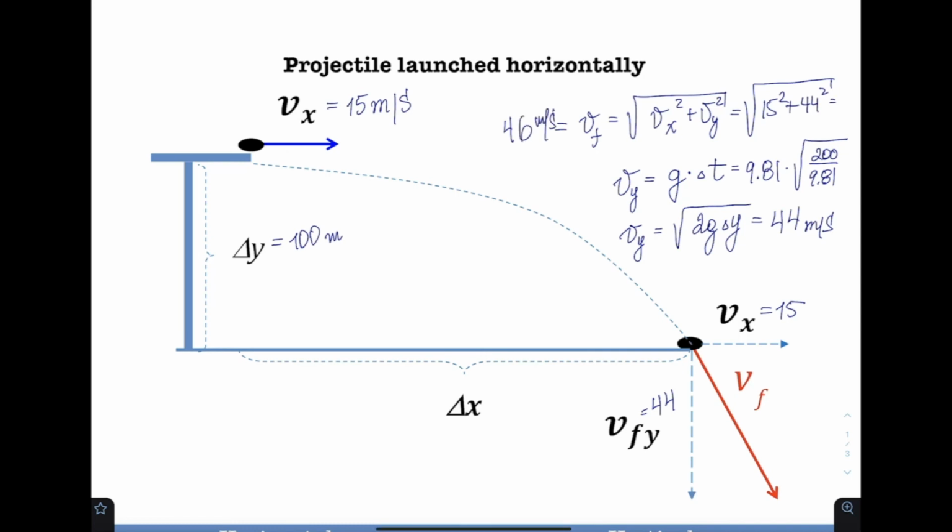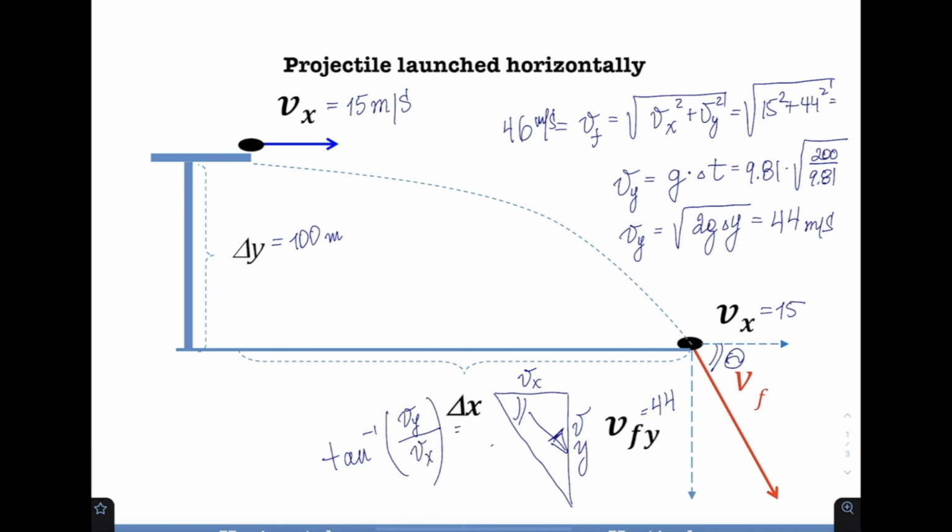And again, if you're an honors student, to earn some extra credit, you need to figure out what this angle is. You can find it as inverse tangent. This is your Vx, and this is your Vy, and you are trying to figure out this angle. So this is the opposite, this is Vy. So you are going to use the tangent inverse function since you're looking for the angle, and you're going to take the opposite, which is Vy over Vx. So in our case, it's going to be inverse tangent of 44 over 15. And that should give you 71 degrees.